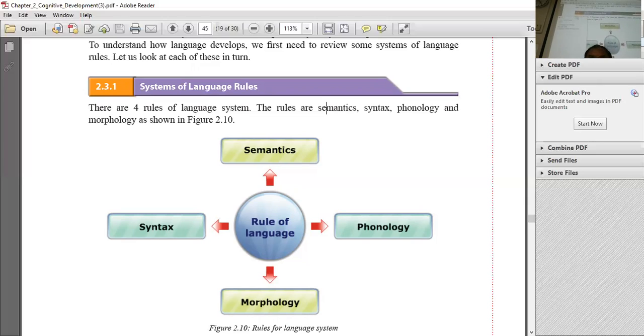Because we need language. To use that information, you should have mastered sign language, or you should have mastered the language that we are using, right? So the child needs to master that language.